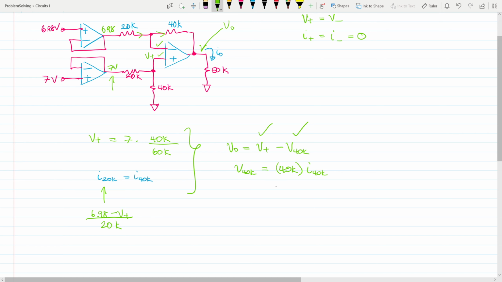Now that we know what V0 is, we can find out what I0 is, using Ohm's law once more. So you do V over R. R in this case, the output resistance, is 50K. And that's how you'll get your final answer.